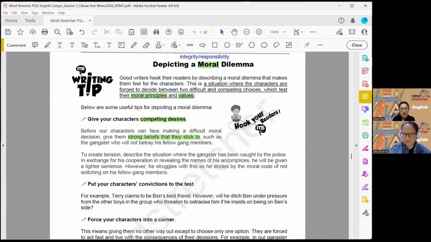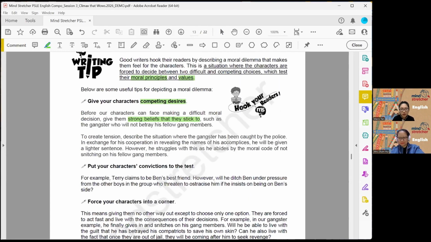So this is an example. Let's say a gangster will not betray his fellow gang members. So I said, should I go and call the police? They did something terrible, they committed a crime. So maybe I shall not. So after being caught, he decided to cooperate. He gave the names of his accomplices. However, when he gets released, he's going to have to face those gangsters again. So it's going to be quite scary for him. So that's a struggle. He has to decide which one.